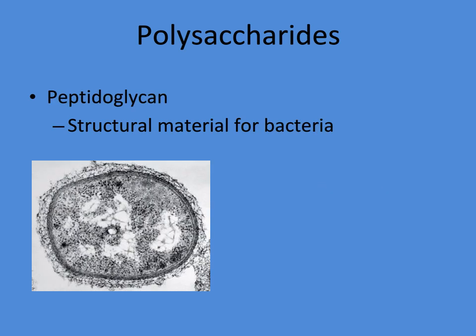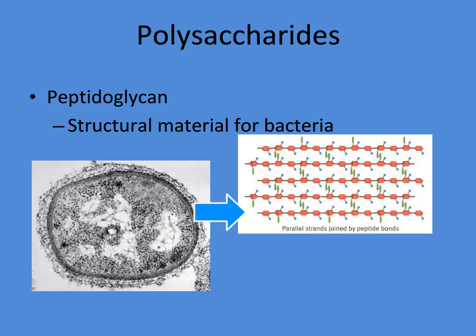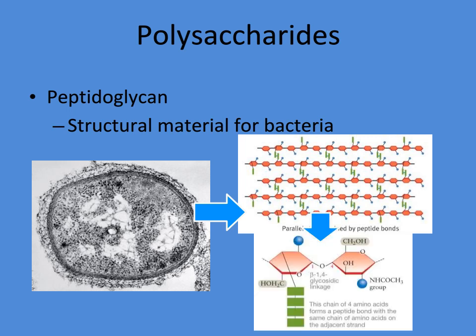Peptidoglycan is the polysaccharide bacteria use for structural purposes. Like chitin, peptidoglycan is composed of N-acetylglucosamine monomers. But it also contains another type of monosaccharide. These are joined by beta-1,4 glycosidic linkages, and the peptidoglycan chains are linked together by short strands of amino acids.